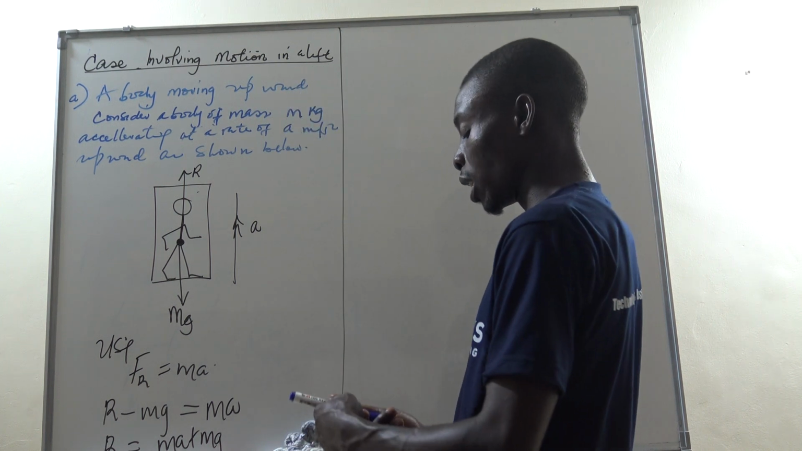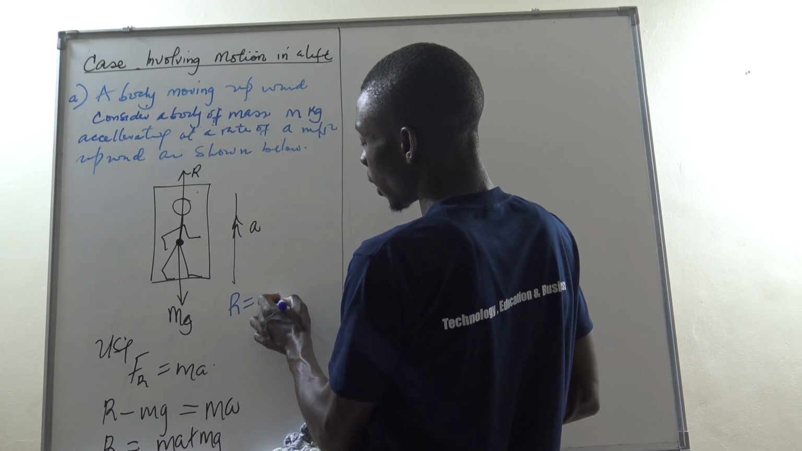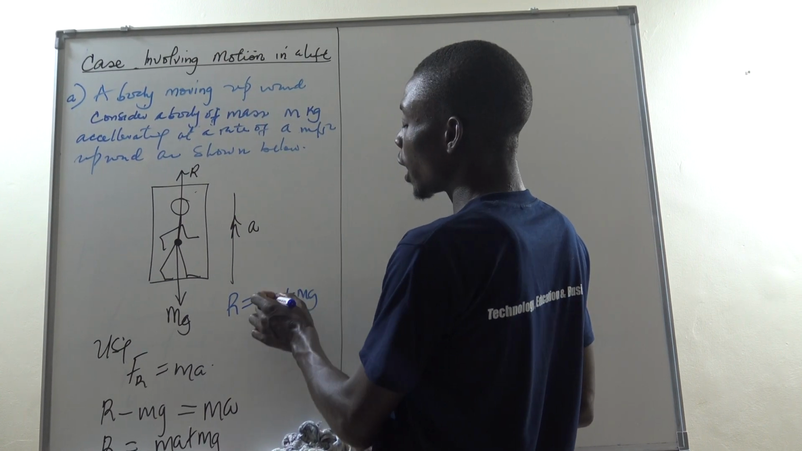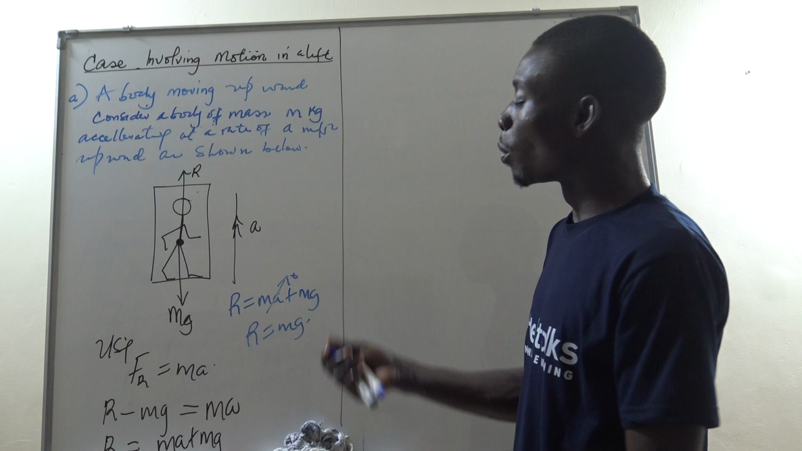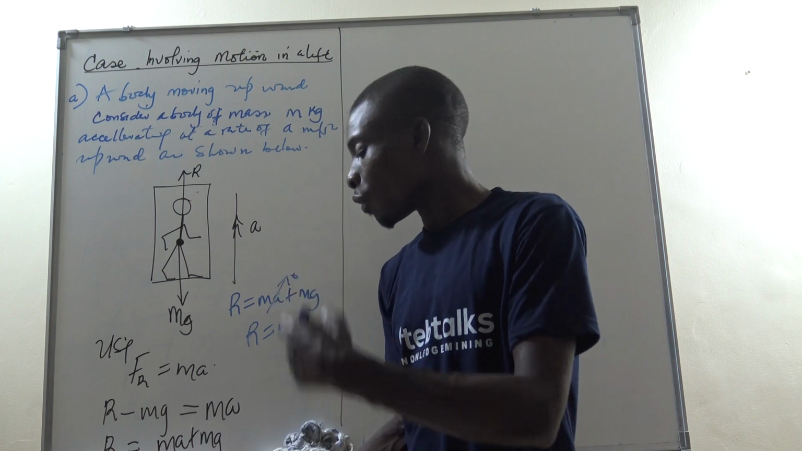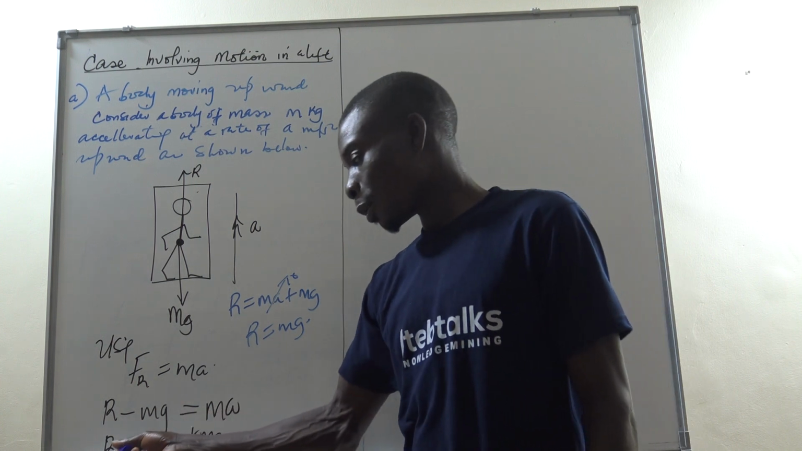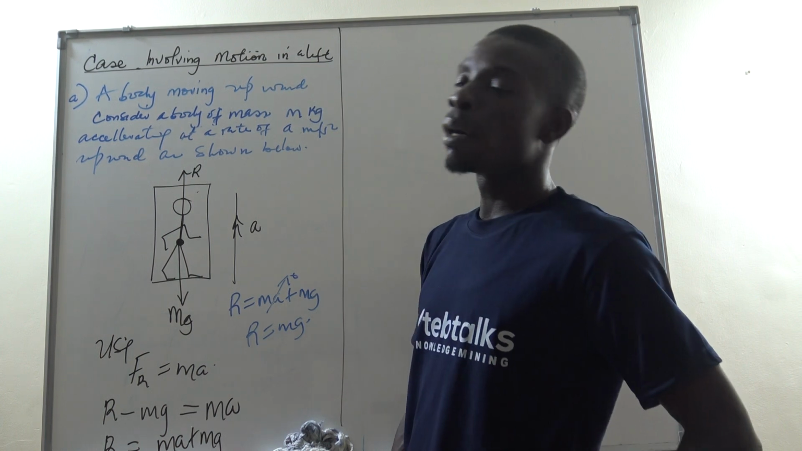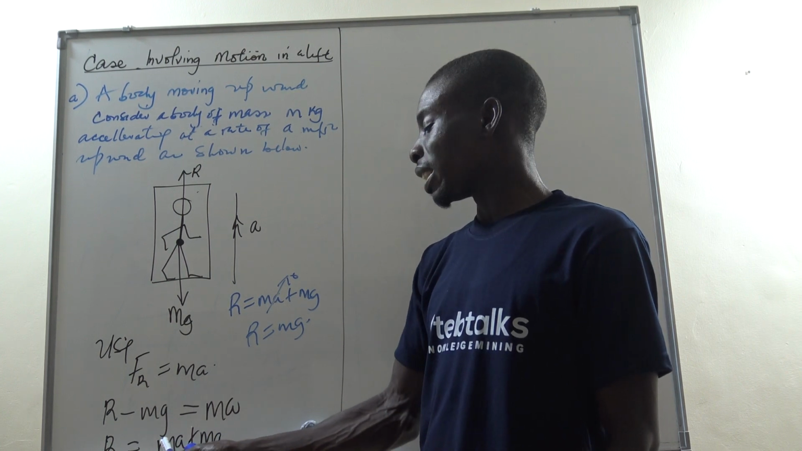So if the lift is not moving, then from our expression R equals ma plus mg, the ma component is 0 and R equals mg, and this is basically true for bodies which are at rest. But should the body begin moving, the normal reaction will be given by this expression now. And you realize that this is bigger than when the body is at rest, because if the body is at rest, the normal reaction is mg, but should it start moving, it is now mg plus ma.